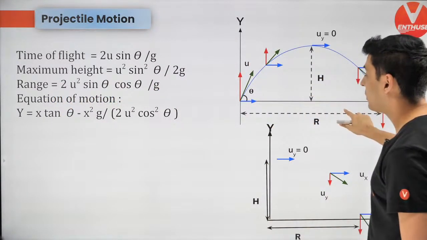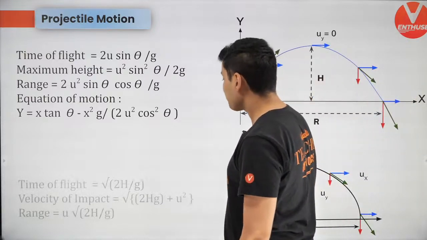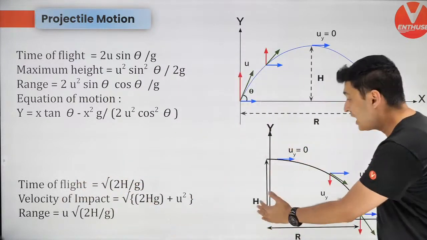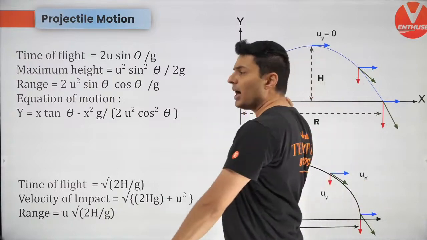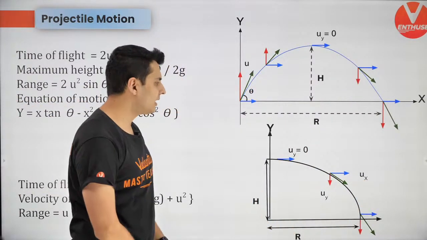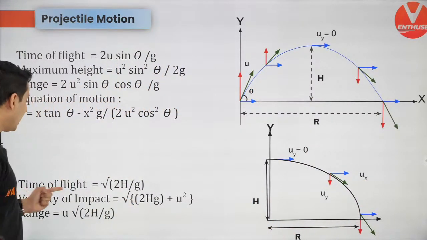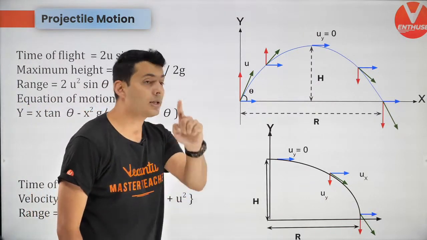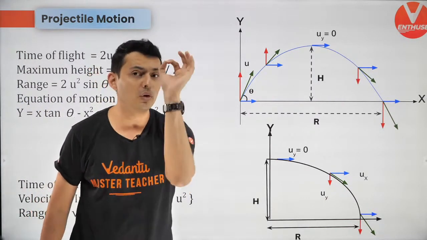Very good. So next up, coming up on your screen, time of flight for this on a cliff. You are on a tower and you are throwing something. The time of flight is root 2h by g. Now, very important thing to note.